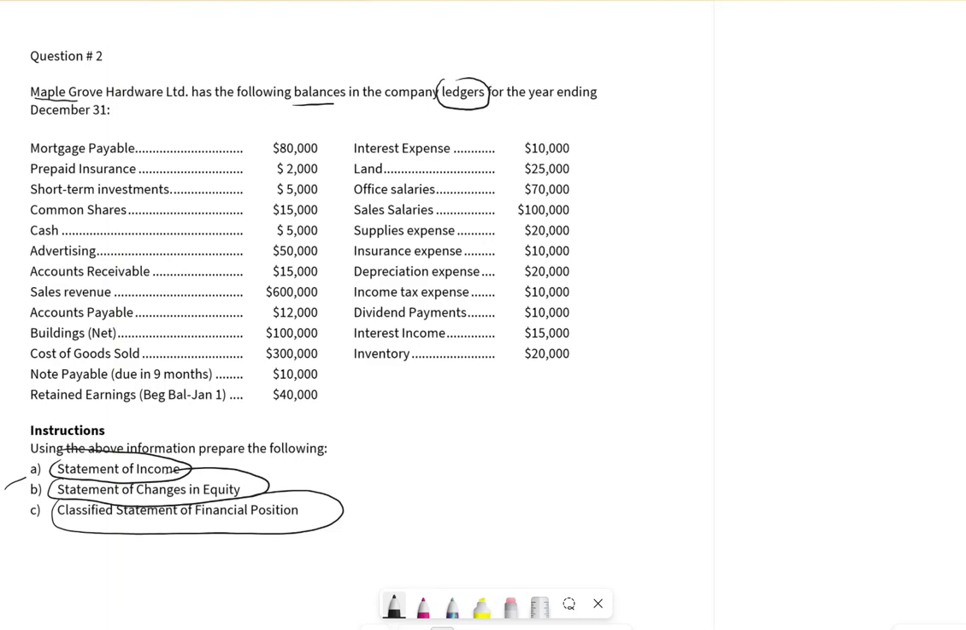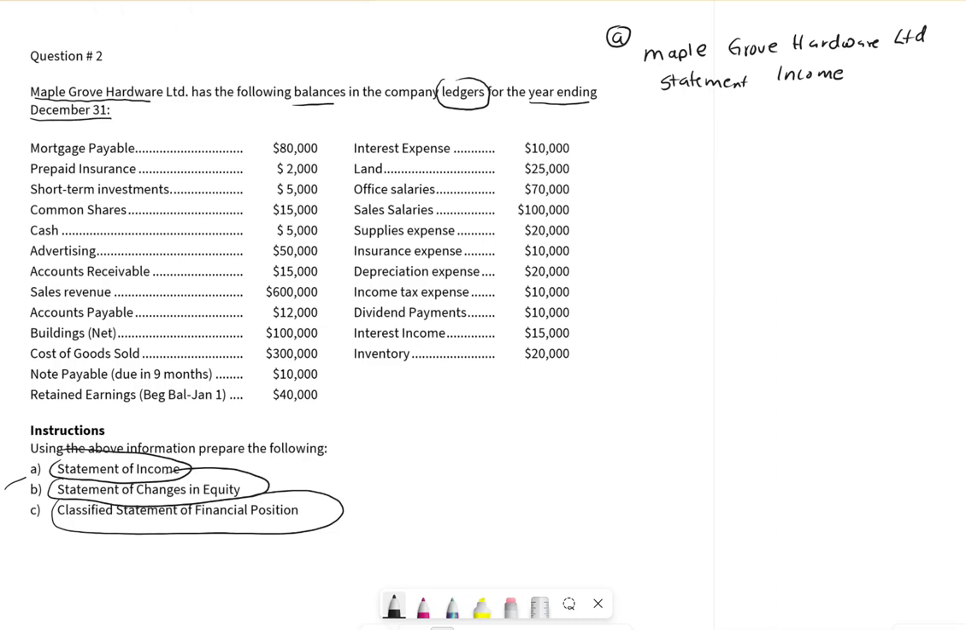We always start with the name of the company. In this case, I am going to do my part A. It is Maple Grove Hardware, that's the name of the company, Maple Grove Hardware Limited. And what are we trying to do? We're going to prepare a statement of income. They have to be done in this order in order for it to balance. And when are we preparing it? We're preparing it for the year ending December 31st.